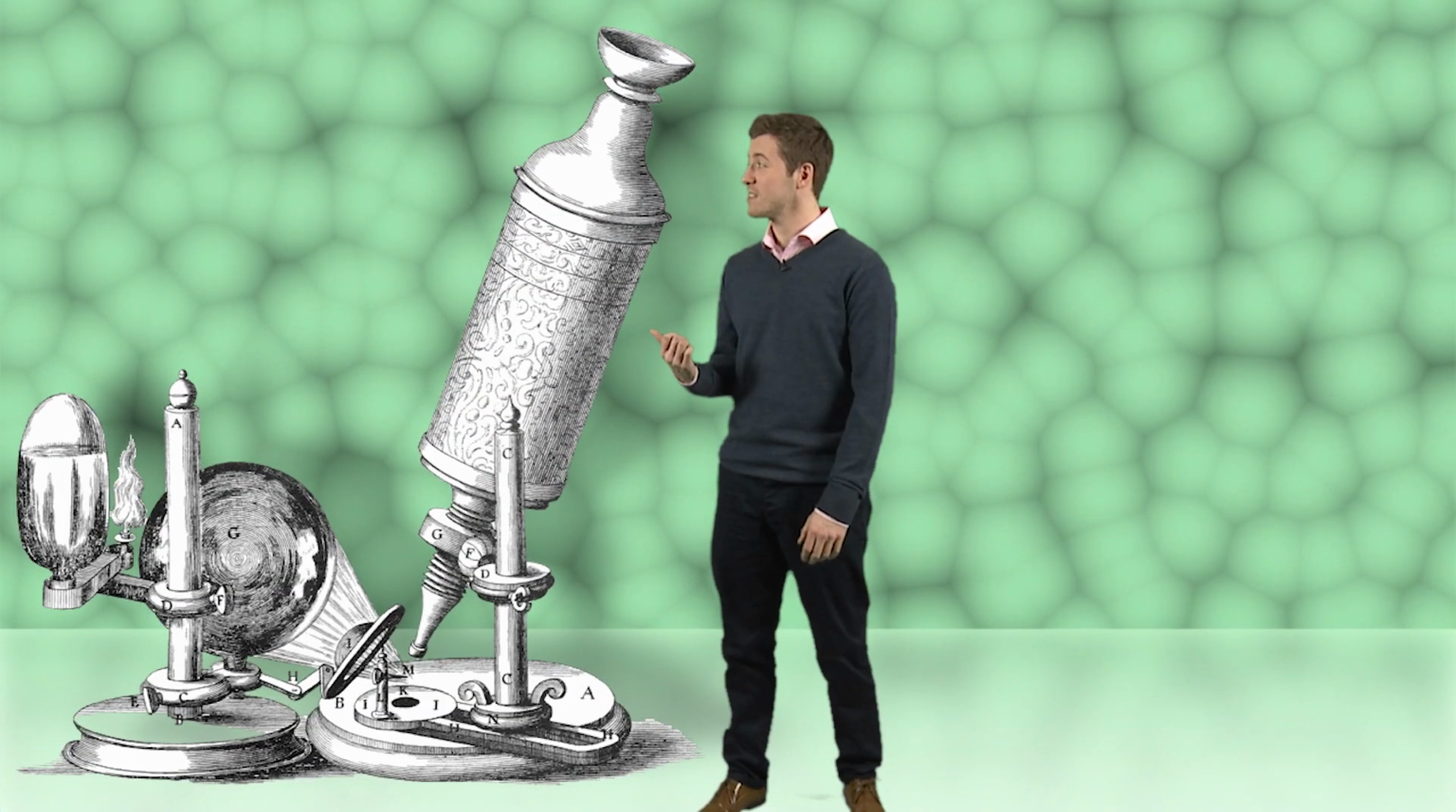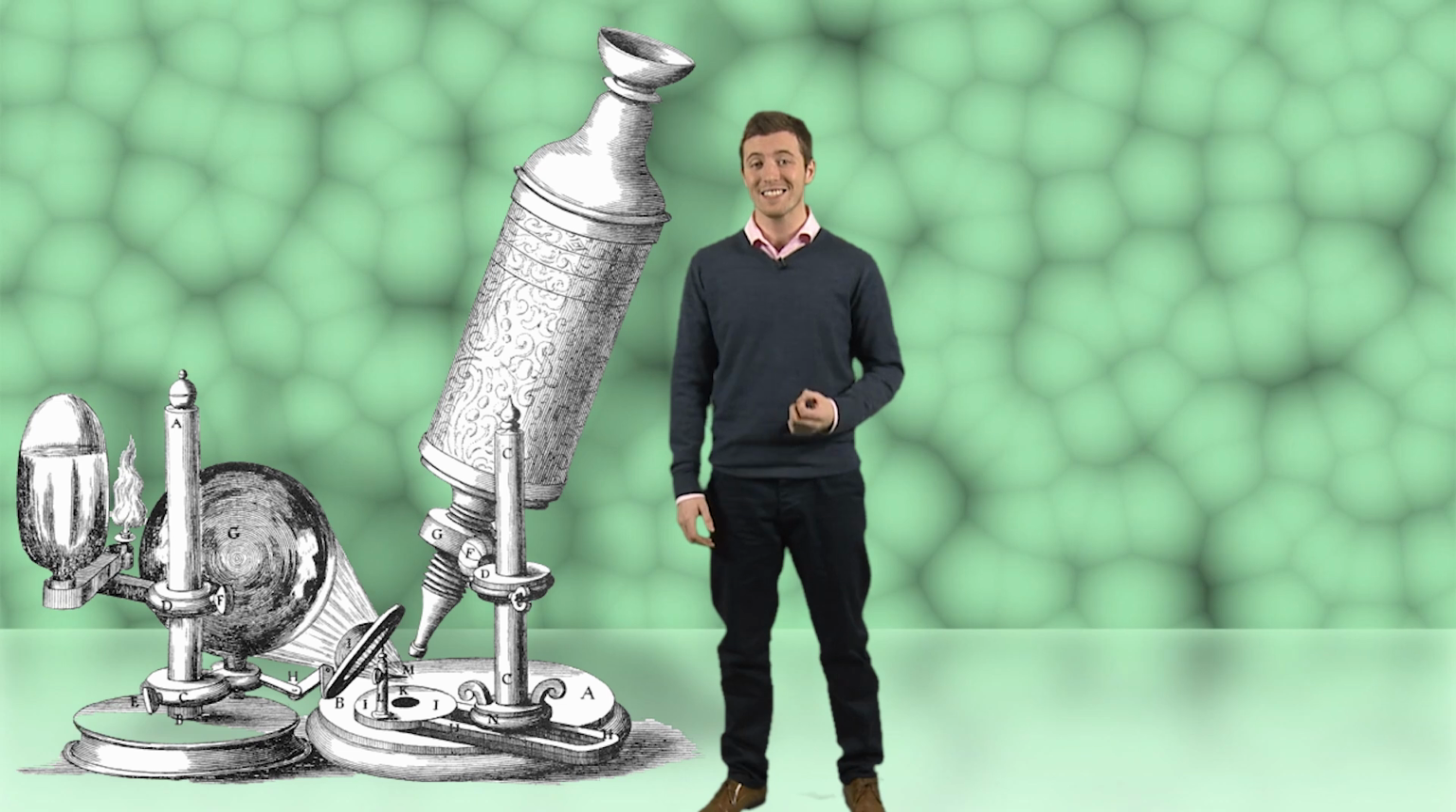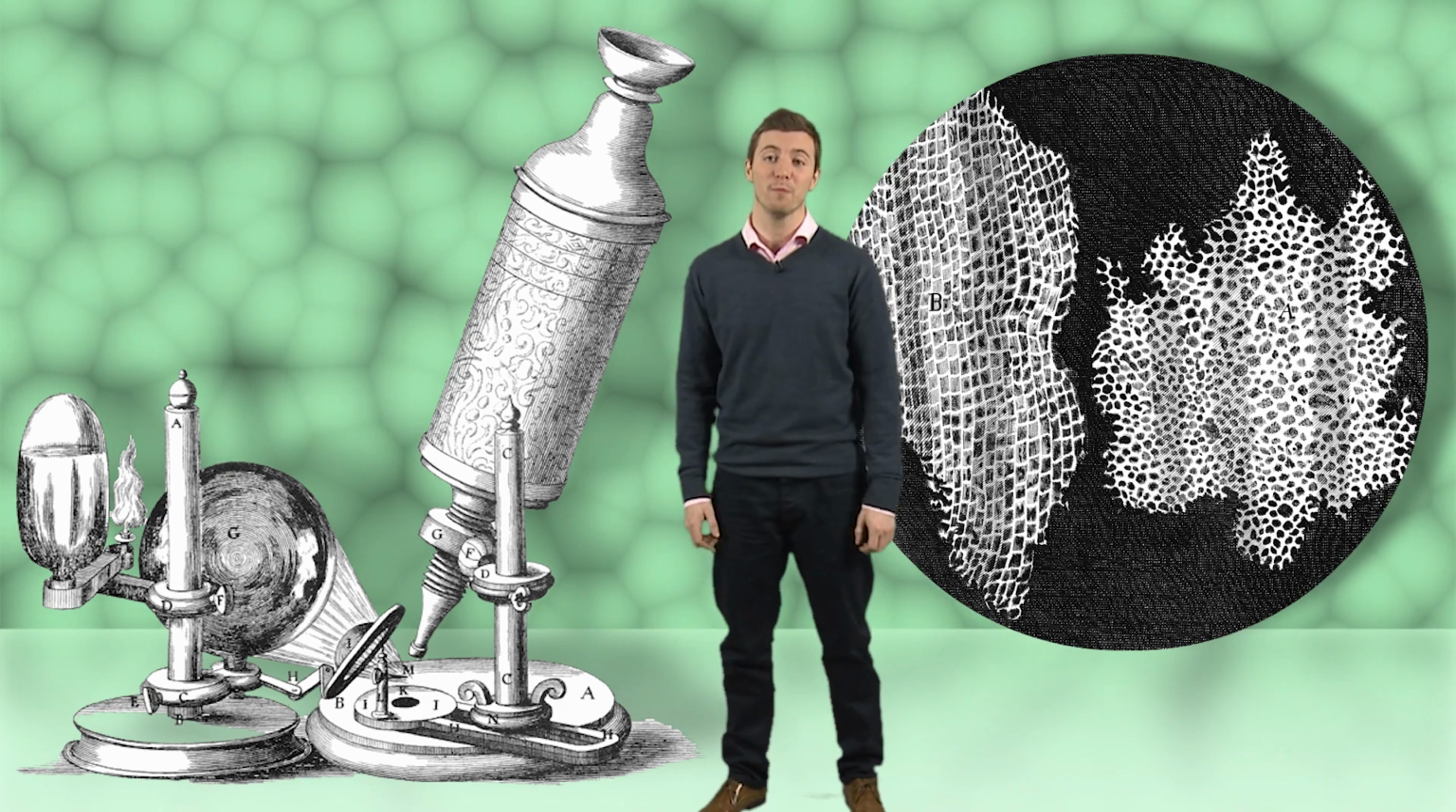Any ideas what this is? It's a very early microscope. In fact, it was owned by a scientist called Robert Hooke. In 1665, he used this microscope to look at cork tissue from a tree. And this is what he drew.